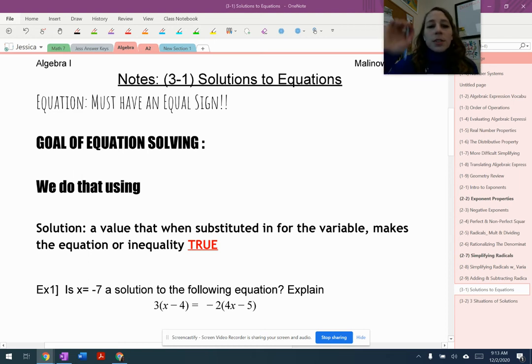Morning, algebra students. Here we are starting our third unit. This is all about equation solving. Unit 3 is on equations. And 3-1 notes is solutions to equations.